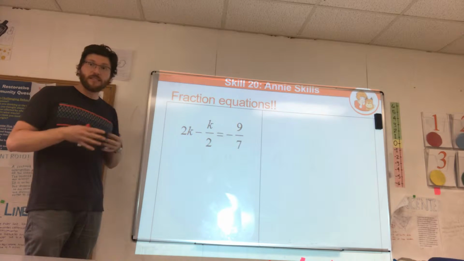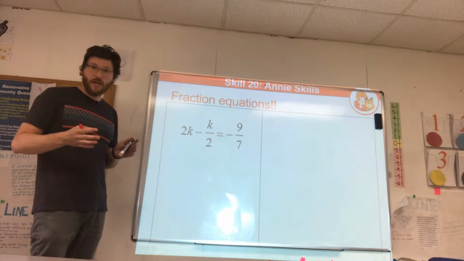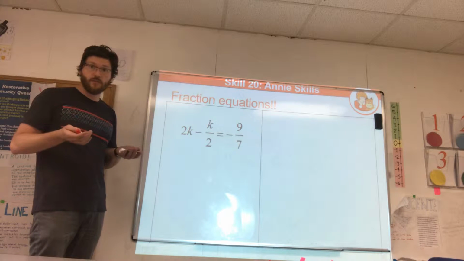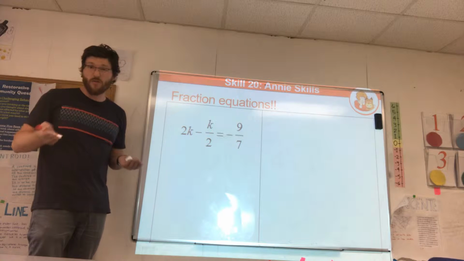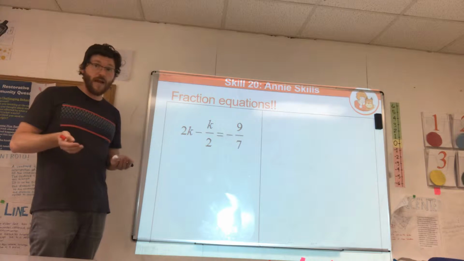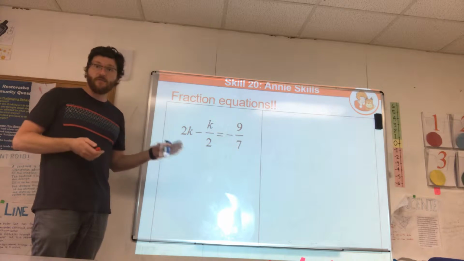The problem with these is they look crazy. We have all sorts of different denominators, and it's hard to find a good place to jump in. But we're just going to use some of the skills that we already know with equations and the skills that we already know with fractions to get rid of the fractions.